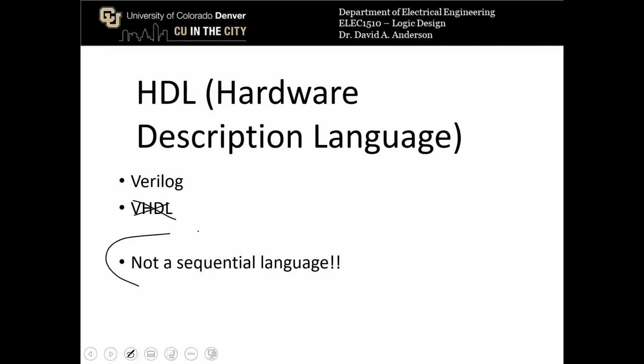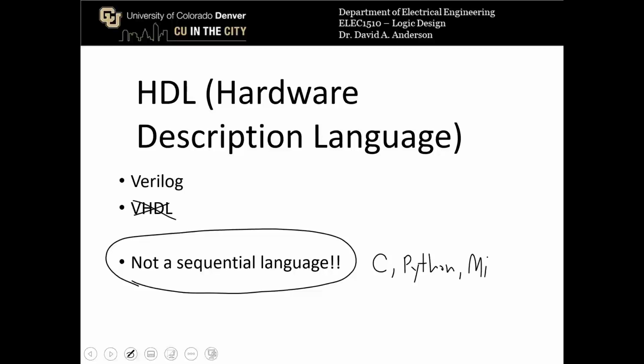Something that students typically struggle with when they start to use an HDL is understanding that it's not a sequential language. Something like C or Python or MATLAB, all of these are sequential programming languages, which means that instruction 1 is executed, and then instruction 2 is executed, and then instruction 3 is executed, and so on. That's not how HDLs work.